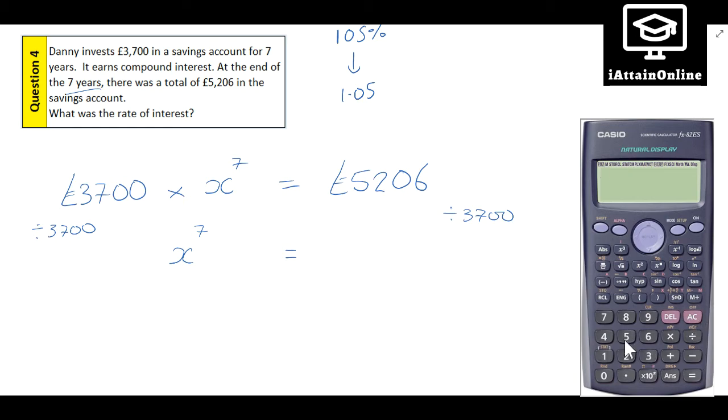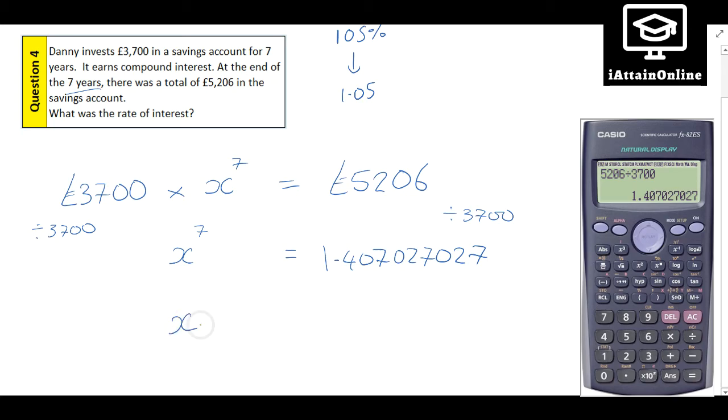So let's just do that. 5206 divided by 3,700. So that gives me quite a nasty fraction. So I know that x to the power of 7 is 1.407027.